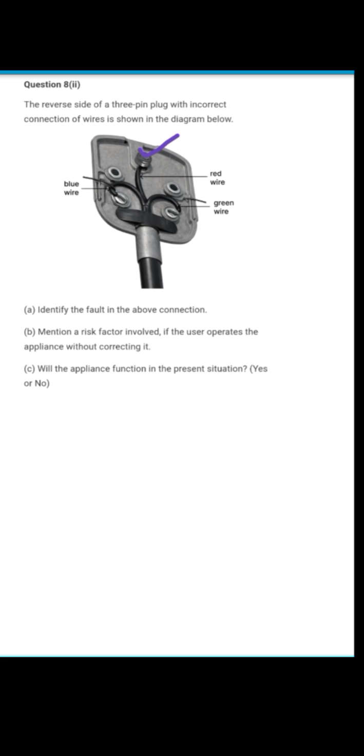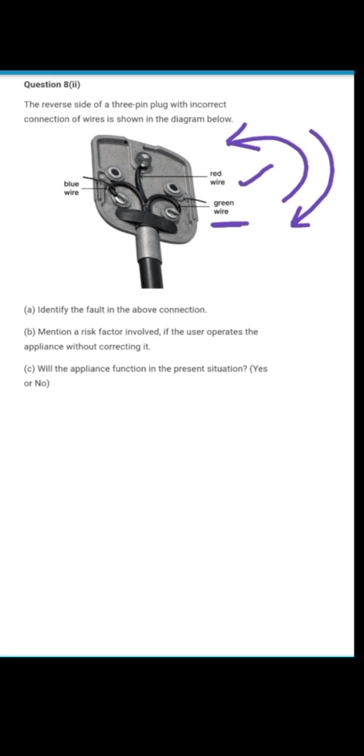Now we know for the earth pin the color coding is either green or brown, but over here it has been given a red wire. Red wire is used for the live wire. So the green wire should go here and the red wire should come here. These two changes need to be done in order to make the circuit correct.